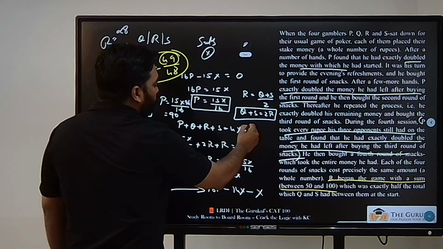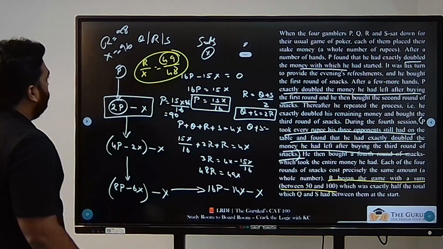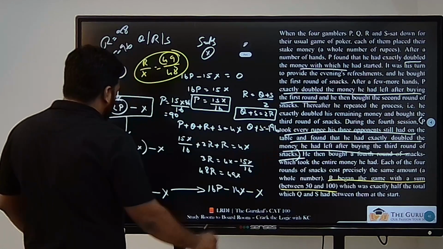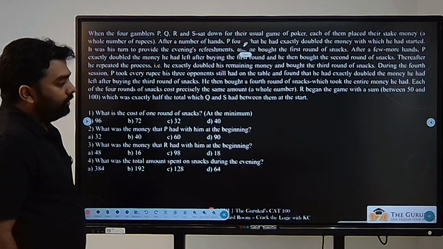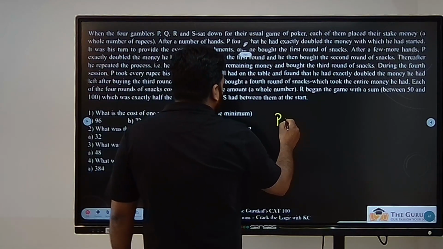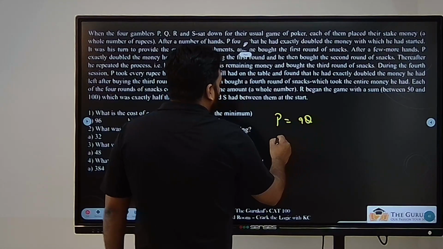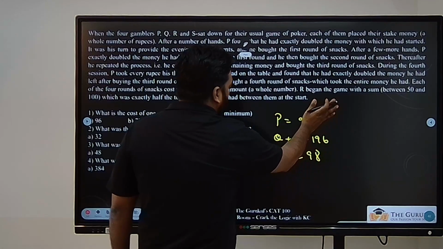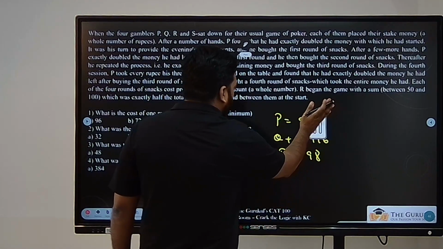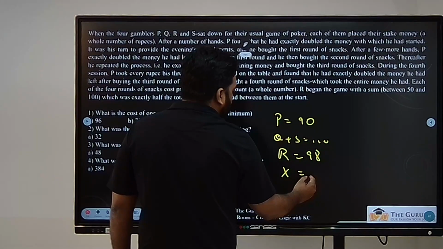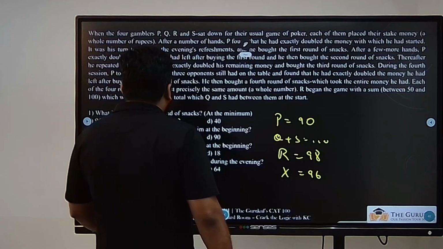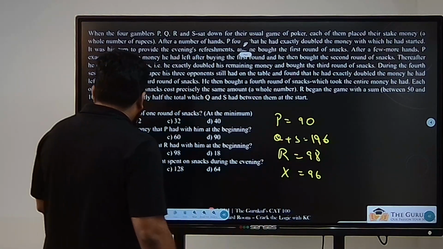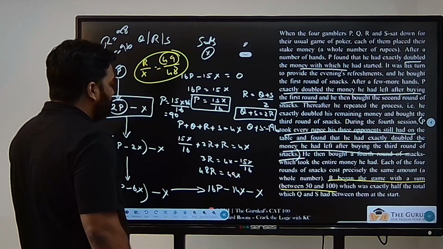Q plus S equal to 2R. So Q plus S equal to 2R. R is already 98, which is 196. Perfect. Now let's write down all the values clearly. I know P is equal to 90 and Q plus S is equal to 196. R is equal to 98. So P equal to 90 and snacks X is equal to 96 rupees. Q plus S is equal to 196 and P is equal to 90. Perfect. These are the values we got.